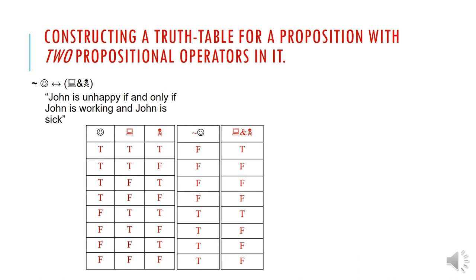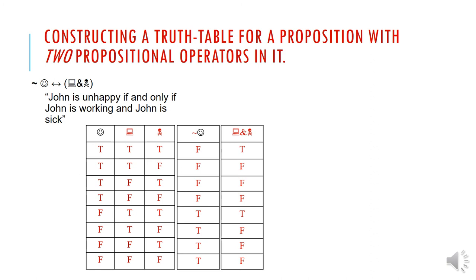And I'll notice when I use the template for the conjunction and, the only time an and claim is ever true is when both parts are true. So we see in row 1, where the computer screen is true and the skull and crossbones is true, the complex proposition of computer screen and skull and crossbones is true. In rows 2, 3, and 4, there's a false, so we know the complex proposition has to be false. We see in row 5 that both are true again, and so the complex proposition is true. And then in rows 6, 7, and 8, there is a false, so the complex proposition is false.